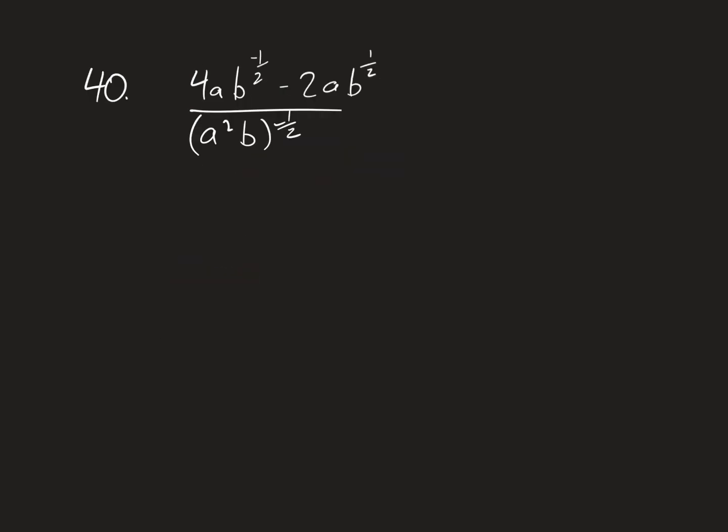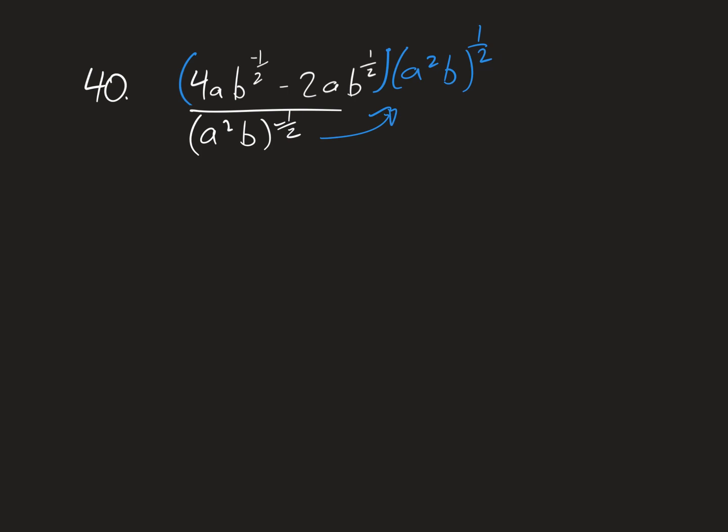Okay, another fun one. We've got number 40, where we have a squared b to the negative 1/2 on the bottom of this fraction. So the things to look out for, again, we want to get rid of all the negative exponents. And the first thing I'm going to do is keep these two together as a group right now, because what I'm going to do is move this one up as a squared b to the positive 1/2 power.